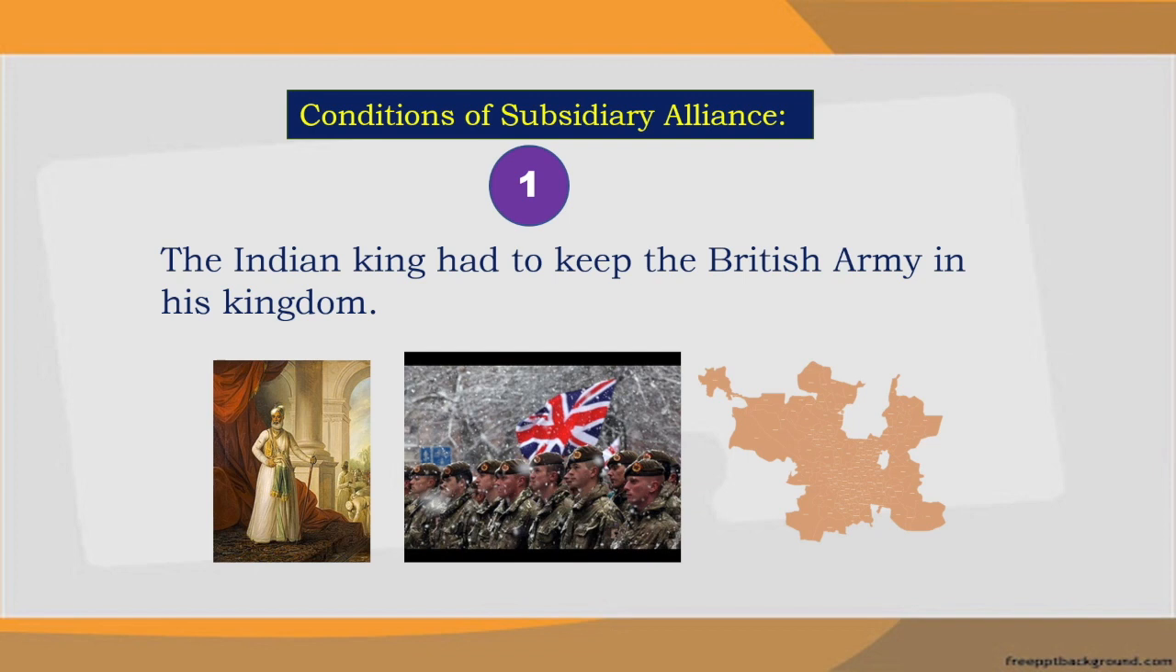Now, when any native Indian ruler accepted the system of subsidiary alliance, Lord Wellesley, the British, put certain conditions. The Indian ruler had to accept certain conditions. So what are the conditions of subsidiary alliance? Condition number one, the Indian king had to keep the British army in his kingdom. A portion of the British army had to be kept in his kingdom.